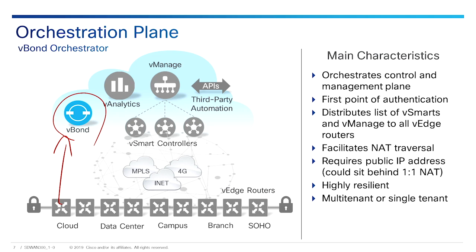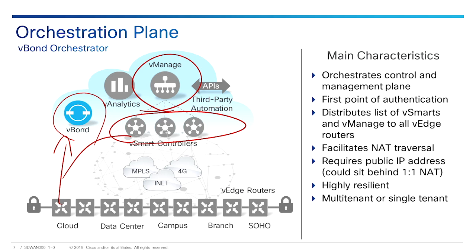vBond facilitates the mutual discovery of the controller and management elements of the fabric by using a zero trust certificate-based allowed list model. Cisco vBond automatically distributes a list of vSmart controllers and the vManage system to the vEdge routers during the deployment process. So when you come up, you connect to vBond, and then vBond tells you where the vSmarts are and the vManages. If your vSmart controllers or vManage are behind NAT, vBond will enable NAT traversal to secure communications.